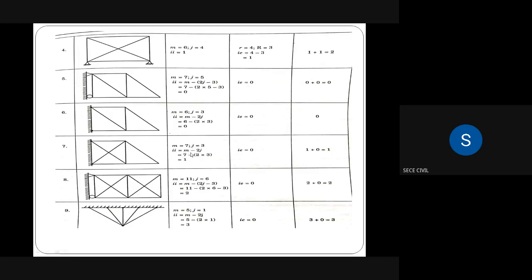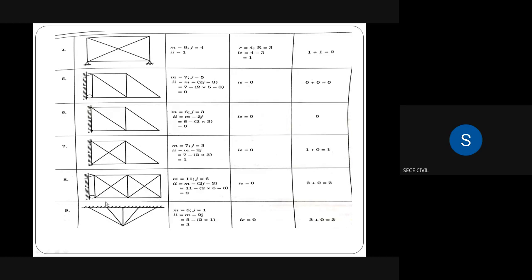The formula is IA is equal to m minus 2j. So 7 minus 2 into 3, 6. 7 minus 6, 1. So in the given problem, internal redundancy is 1. Then IE is equal to small r minus capital R. The number of reactions in this problem is 3 because this is totally fixed. So small r is equal to 3, capital R also is equal to 3. So 3 minus 3 is 0. So 1 plus 0 is equal to 1. So the given problem is of static indeterminacy of 1 degree.